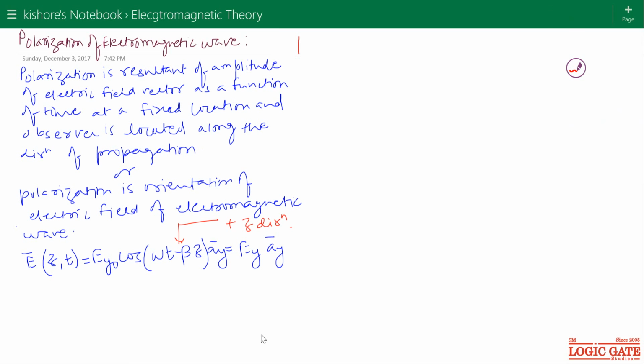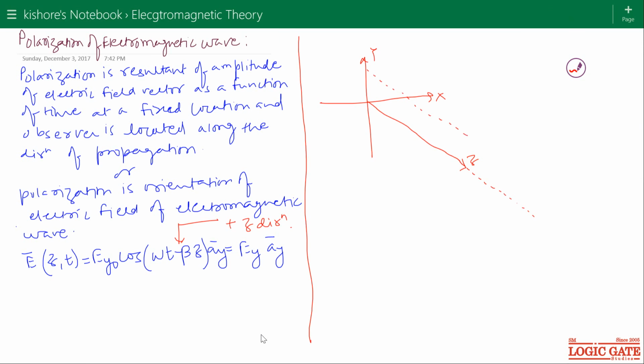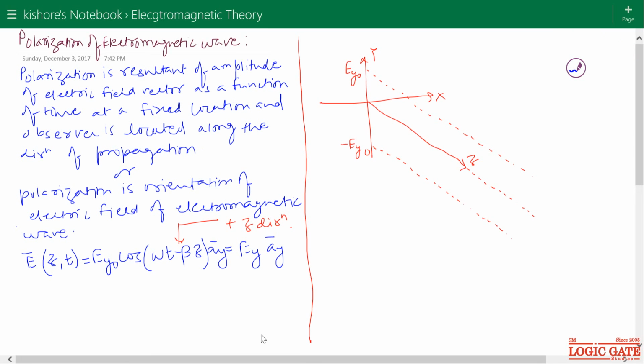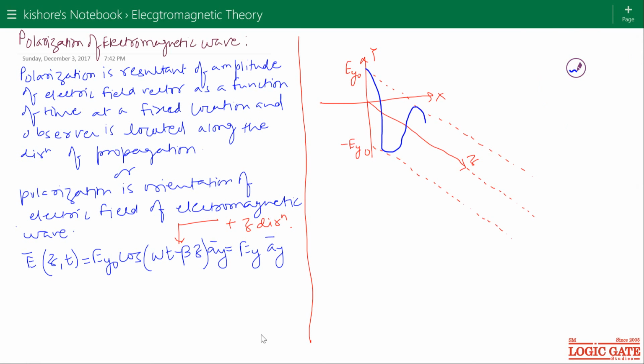Now I will draw this electric field as a function of z. This is the x-axis, this one is y, and this one is the plus z-axis. And these two dotted lines are the envelope of Ey. This point is plus Ey0, the positive peak, and this one is minus Ey0, the negative peak. And Ey is Ey0 cos beta z. It will be like this, a cosine wave propagating in the plus z direction.